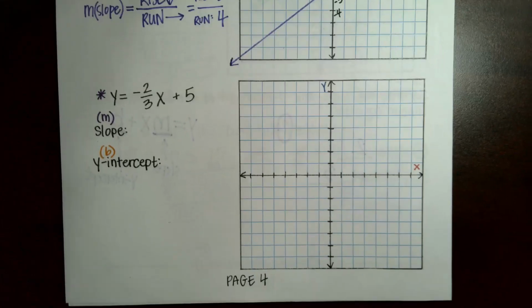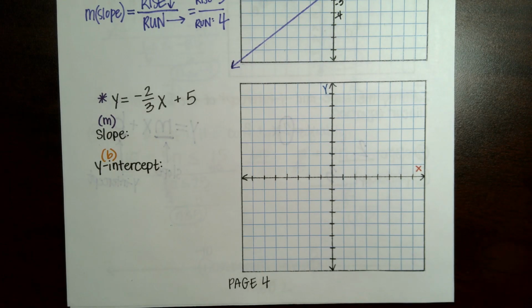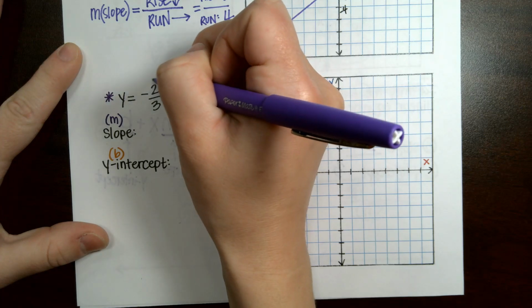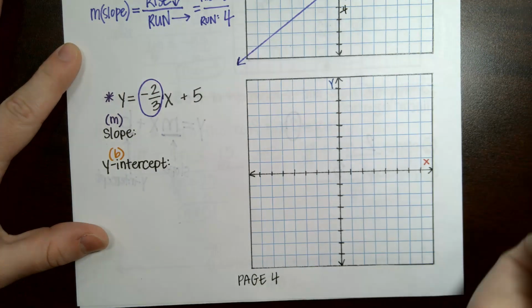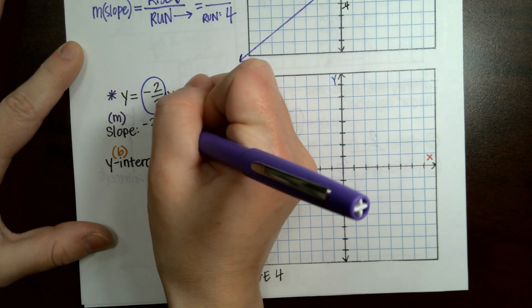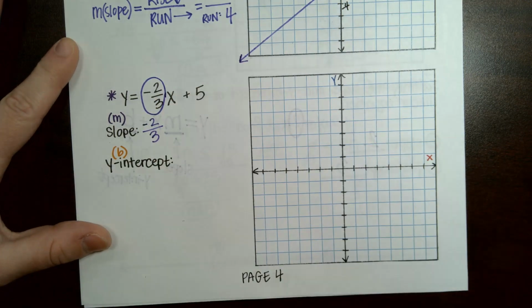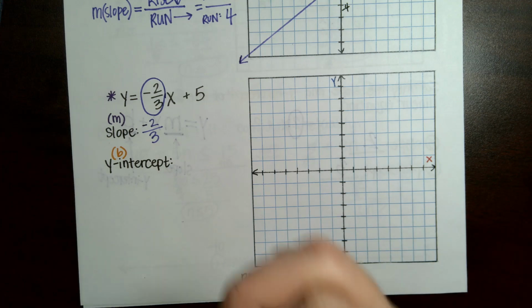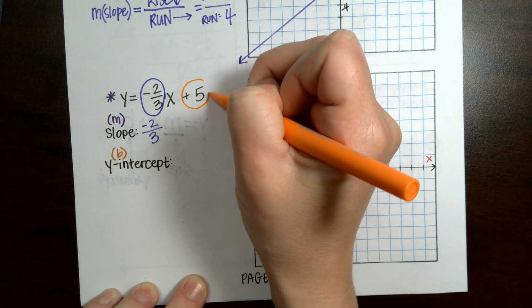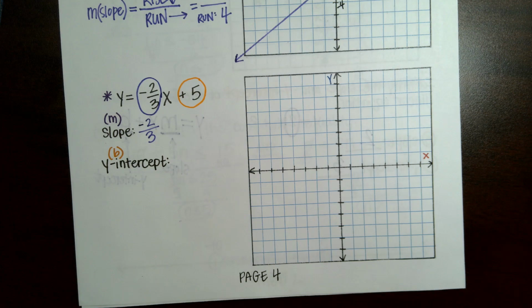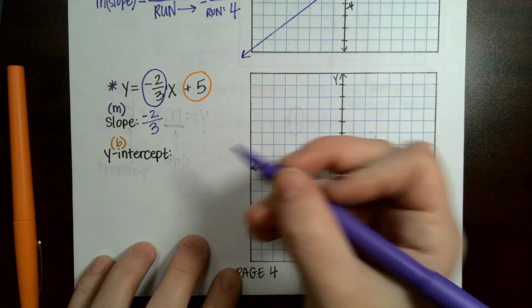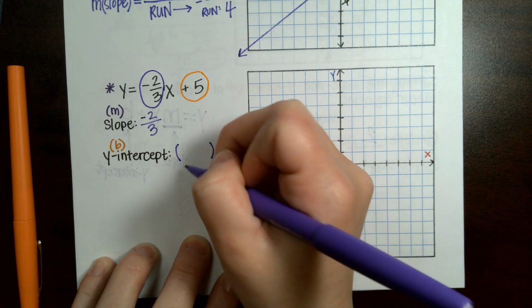I have y equals -2/3 x plus 5. What is my slope? Good, -2/3. I've got a negative slope here. And what is my y-intercept? I've got plus 5 here, so my y-intercept is going to be at y is 5. How am I going to write that as a coordinate?